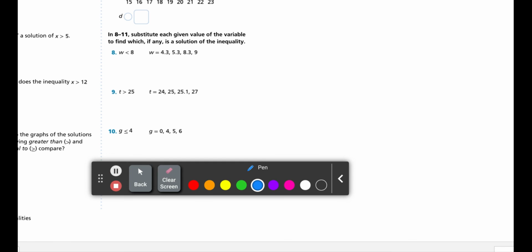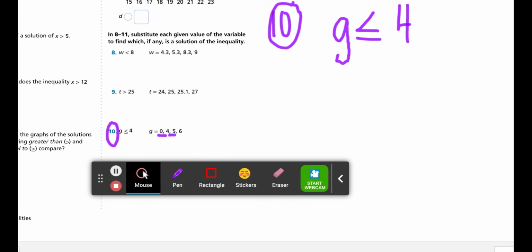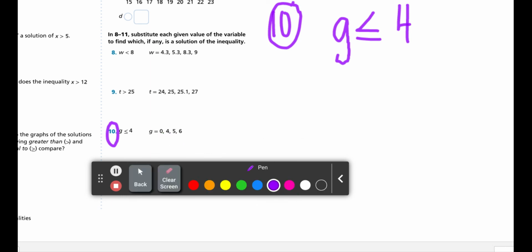Last question, let's look at 10. So in your notebook, write 10 and copy the inequality. G, how do we read this sign? It's G is less than or equal to 4. So let's plug in each of these 4 values for G. So we have 0, 4, 5, and 6. So first, instead of writing G, we're going to plug in that first value for G, 0. Is 0 less than or equal to 4? Yes, it is. It is a solution.